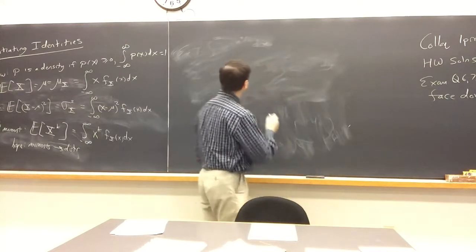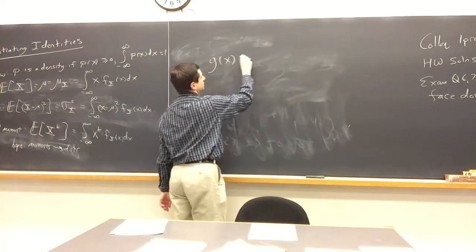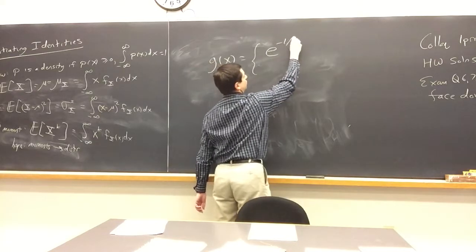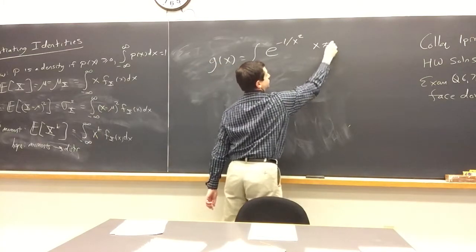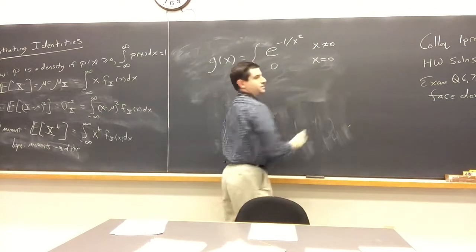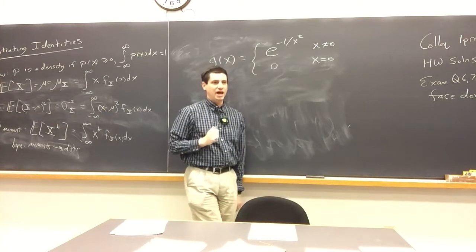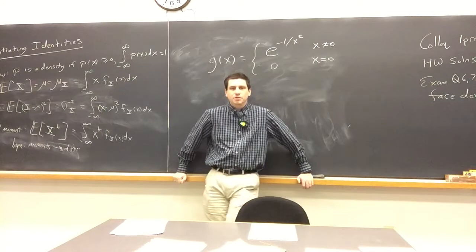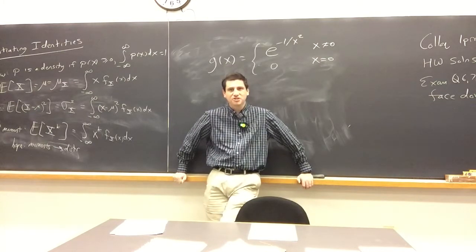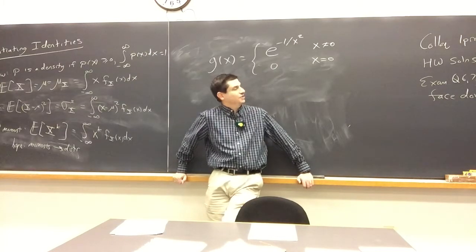Did we look at this function before? g of x equals e to the negative 1 over x squared if x is not 0, and 0 if x is 0. Have we looked at this function? Okay, let's look at this function. I claim this is one of the 10 best or 10 worst functions in the universe, depending on your point of view. This function is why real analysts have jobs. What can you tell me about this function?